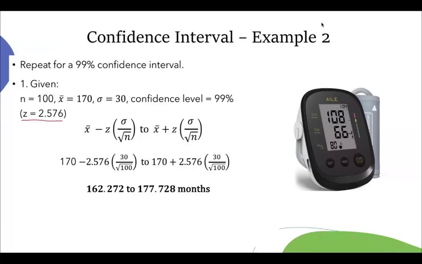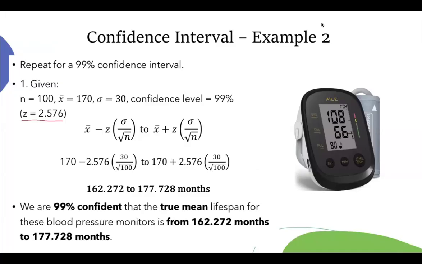Okay. So I have our confidence interval, and to interpret this confidence interval, we state we are 99% confident that the true mean lifespan for these blood pressure monitors is from 162.272 to 177.728 months.